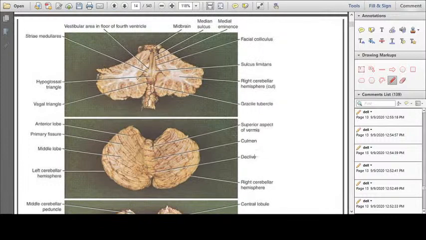So what is this structure? This is actually the structure of the cerebellum. What are the things that we could see?